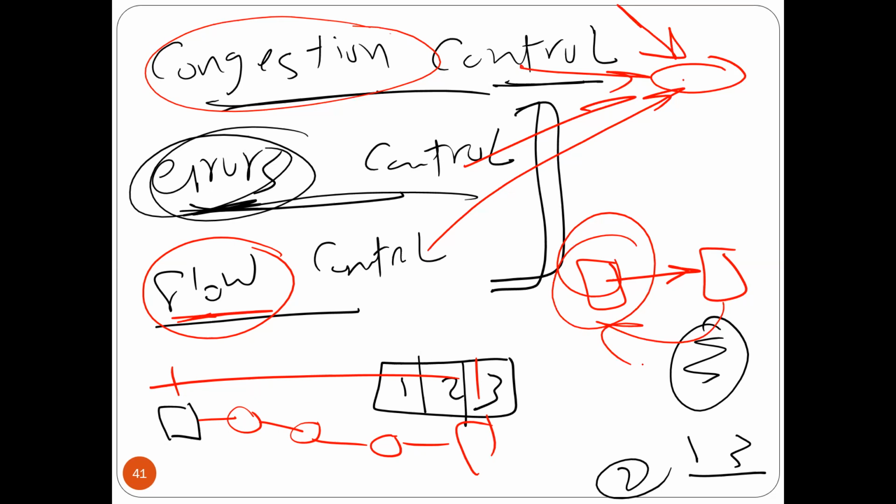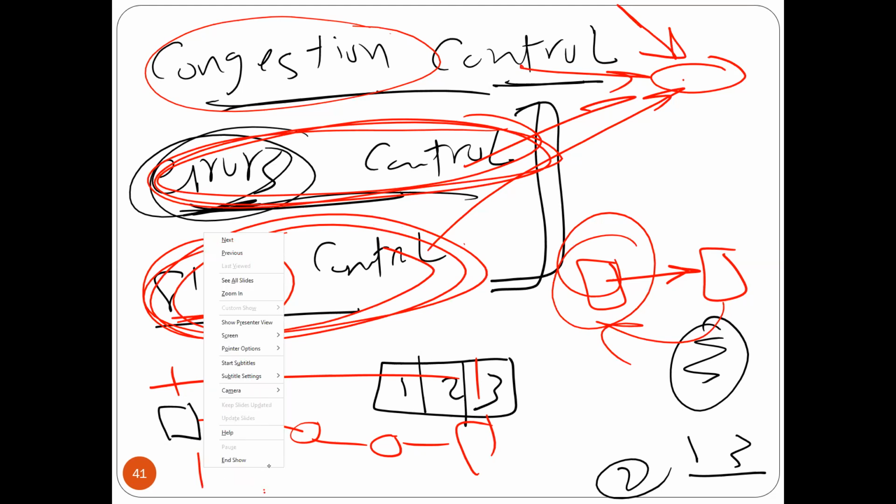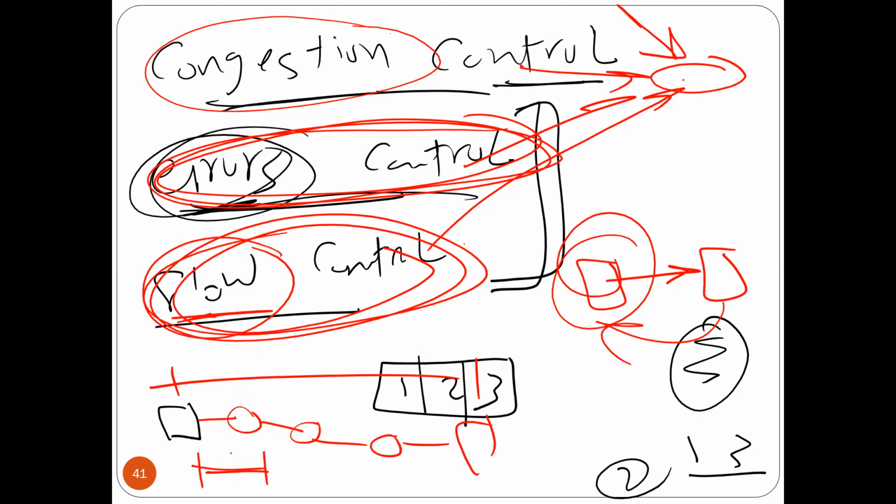Anyway, in this course, because I'm going to teach the second layer, you will see error control, you will see flow control, but again, it's going to be hub by hub. Still, we also have error control and flow control end to end. Okay. Anyway.